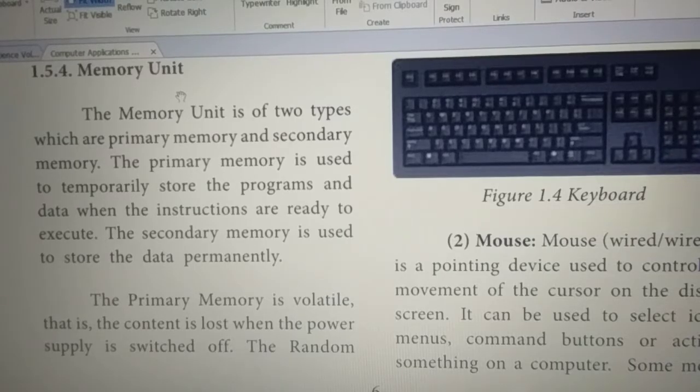Hi friends, today we start the memory unit. Three topics are already complete: generation of computers, and how the control unit works.